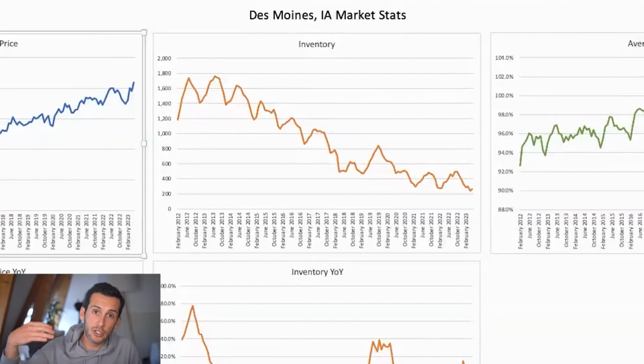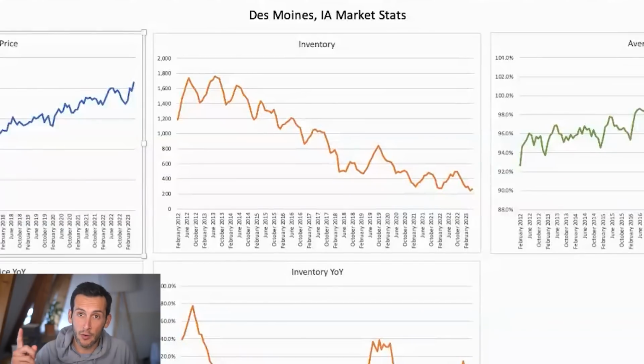When inventory is super low, that means that it's usually a seller's market and prices are going to go up. When inventory is high, it's a buyer's market. Prices are going to stay flat or maybe go down. What you can see here is that inventory is incredibly low in Des Moines in a historical context. When you go back to 2012, you see it was up to about 1,600, 1,800. Now it's maybe a quarter of what it used to be a decade ago.